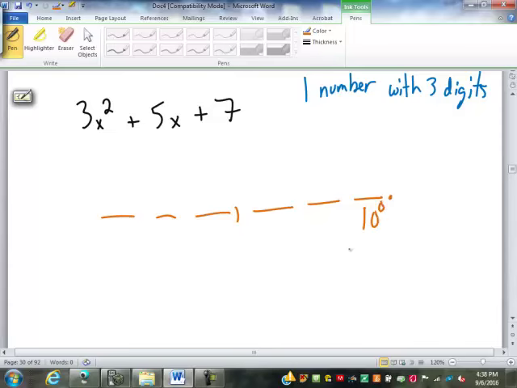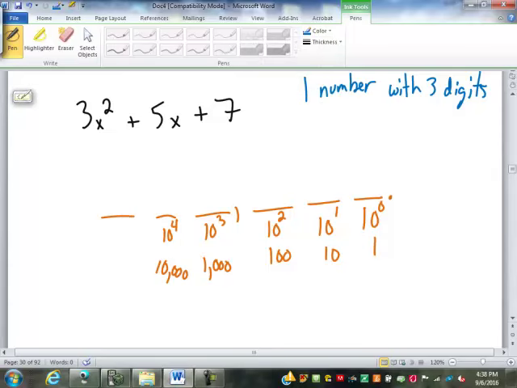Well, these place values are actually exponents. This is 10 to the power of 0. Anything to the power of 0 is 1. That's the ones place. 10 to the power of 1, of course, is 10. 10 to the power of 2 is 100, the hundreds. 10 to the power of 3 is 1,000. That's the 1,000s place. 10 to the power of 4, 10,000, and so on.